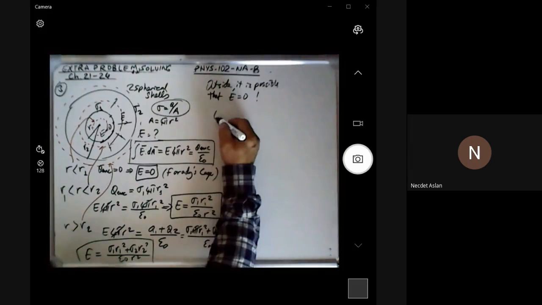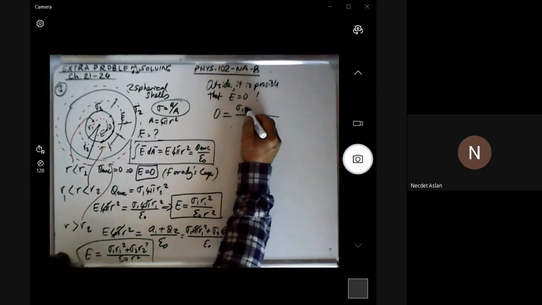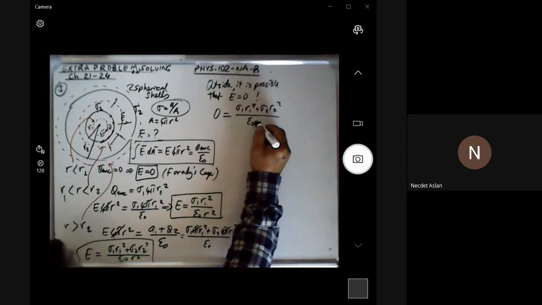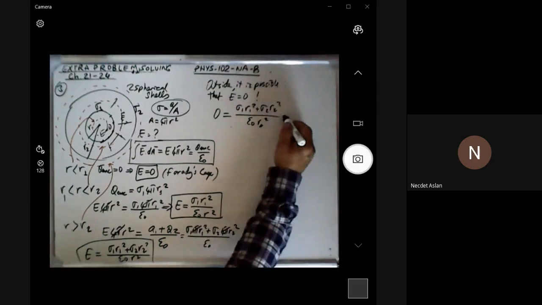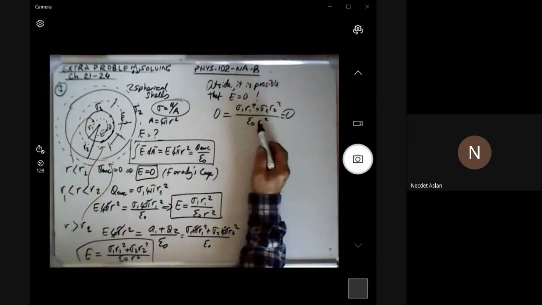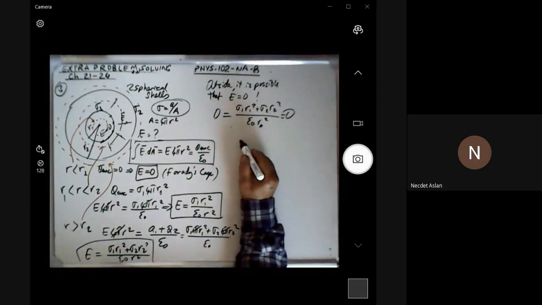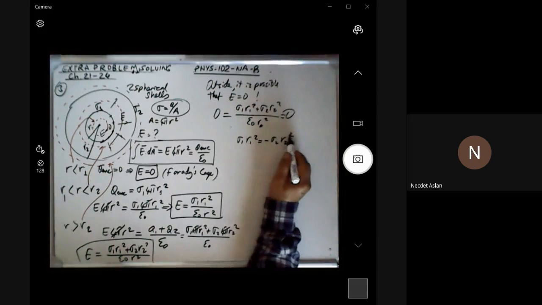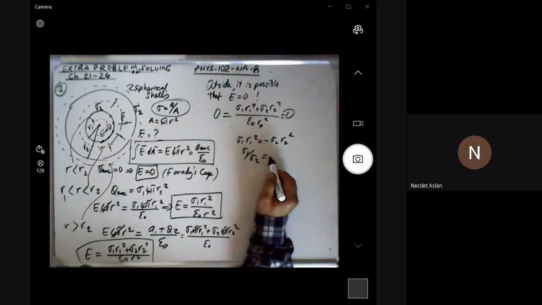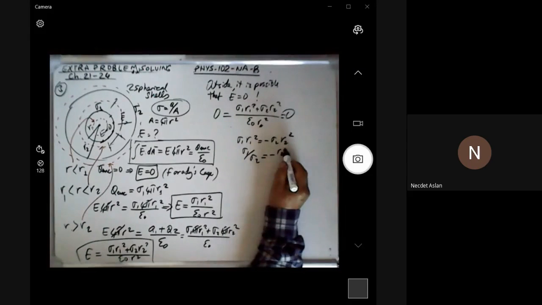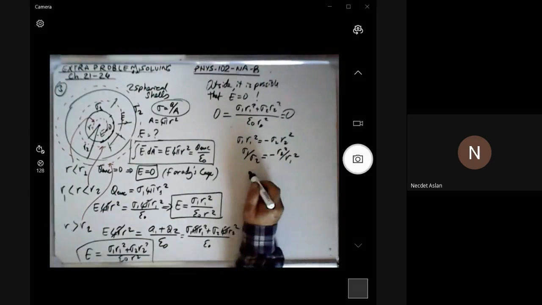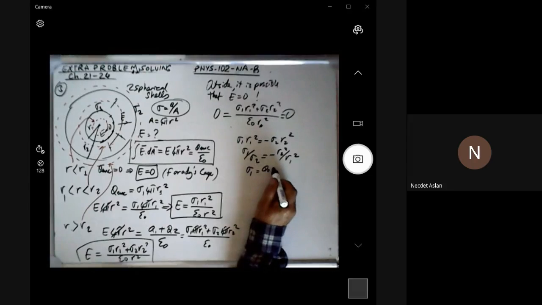So when sigma 1 R1 squared plus sigma 2 R2 squared, divided by epsilon 0 r squared, for a finite r, is equal to 0, the denominator is not important, but the top has to be 0. So sigma 1 R1 squared must be equal to minus sigma 2 R2 squared, or sigma 1 over sigma 2 should be equal to minus R2 squared over R1 squared. Now let's do this. Suppose that sigma 1 is equal to just q0 over a.